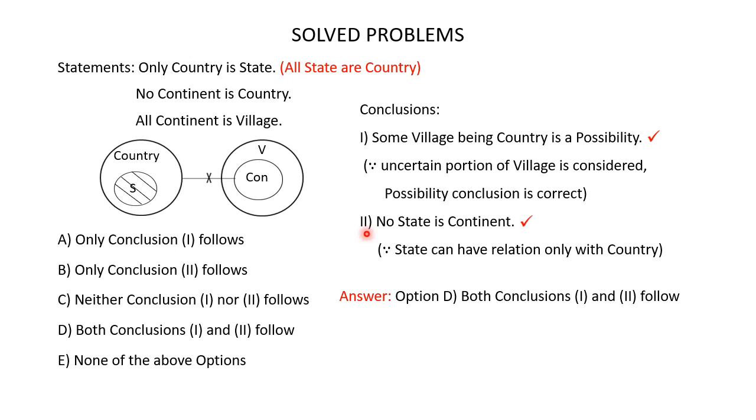Conclusion 2. No state is continent. So you have state here and continent here. Clearly you can see here that state can have a relation with only country. State will not have any relation with continent. So the conclusion no state is continent is correct. Conclusion 2 follows. Now as you can see here, conclusion 1 follows, conclusion 2 follows. So the correct answer is option D. Both conclusions 1 and 2 follow.